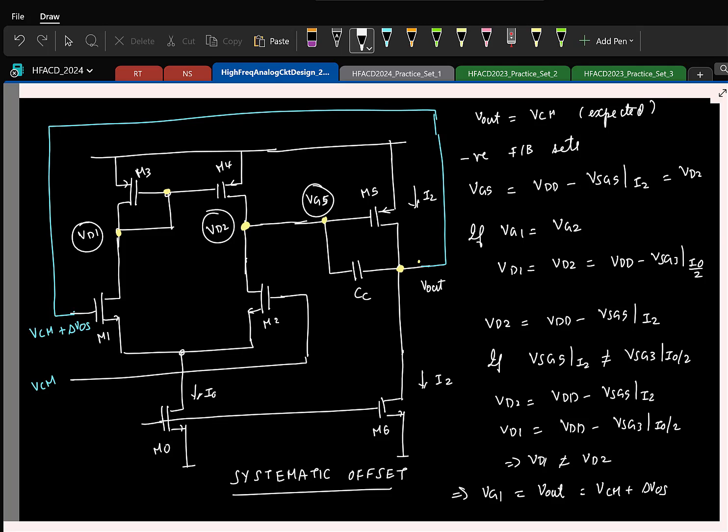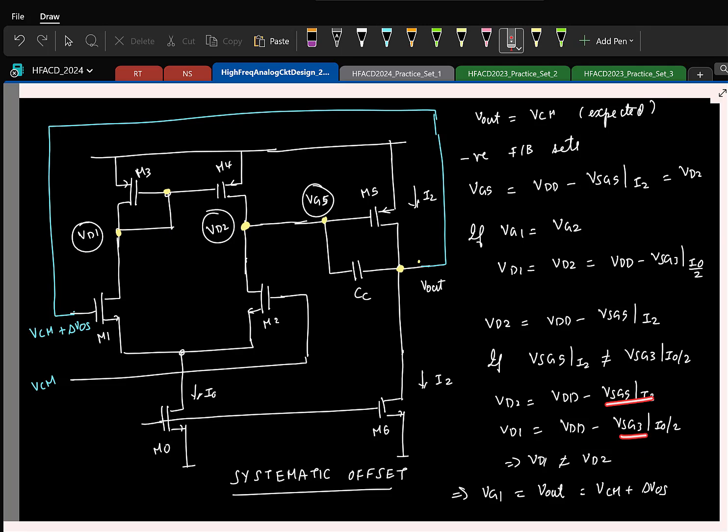Okay, and why is the systematic offset happening? I know, but what design choice has made us get this offset? So what you're saying is, okay. I mean, this VG5 is set by the negative feedback to this value. VD1 is set to VDD minus VSG3 by this diode connection.